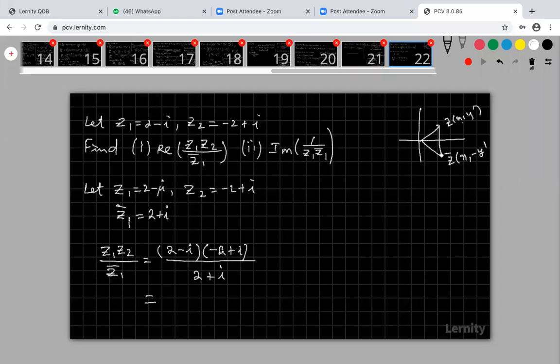Sir, it is difficult to remember the formula, sir. Then what to do, sir?